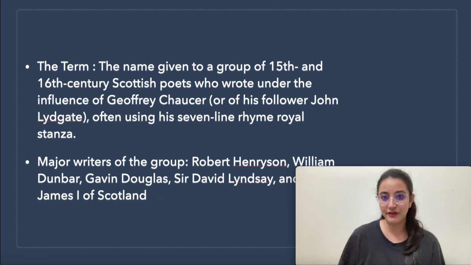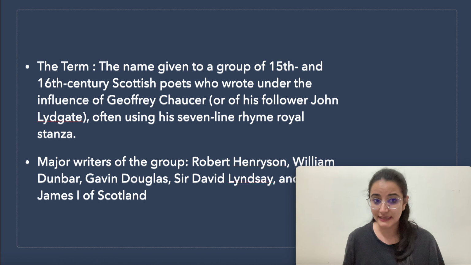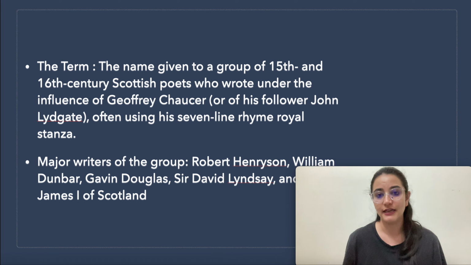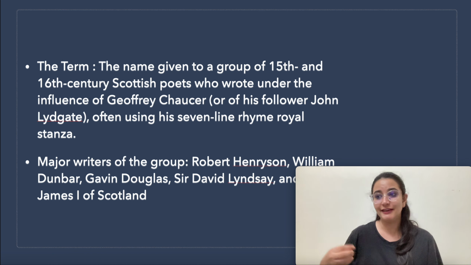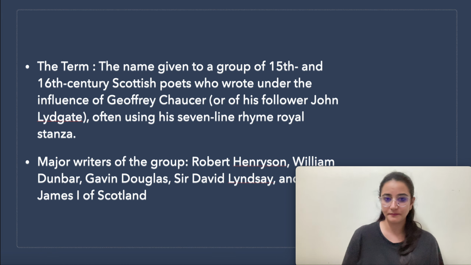This term was given to a group of 15th and 16th century Scottish poets who wrote under the influence of Geoffrey Chaucer or of his follower John Lydgate, often using his 7-line rhyme royal stanza. They were highly influenced by, number one, Geoffrey Chaucer, or some of them were also influenced by John Lydgate. And they mostly used rhyme royal stanza in their writings.